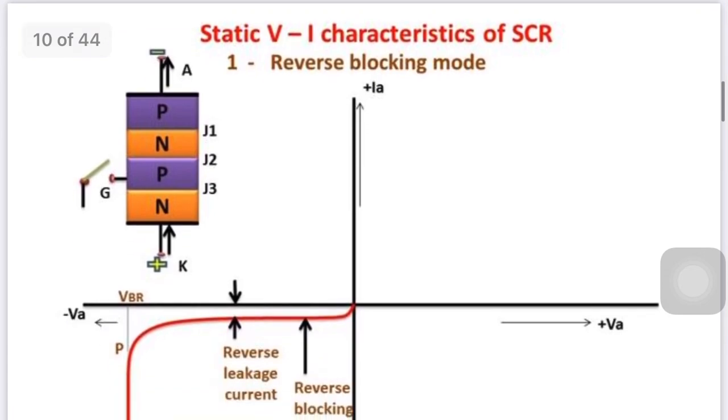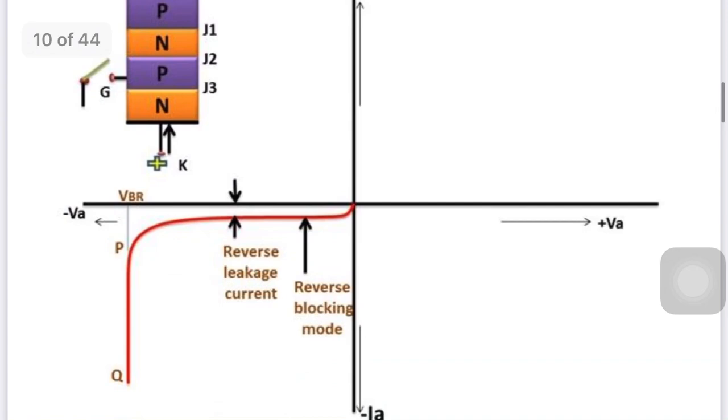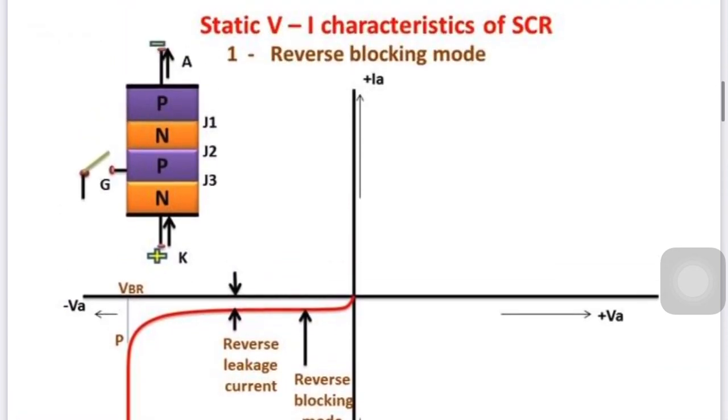In the static V-I characteristics, we first try to understand the reverse blocking mode. In static, we need to keep the gate open, that is always to be kept in mind. So, the gate is open over here. I am considering the reverse blocking mode. What does reverse blocking mode mean? We change the terminal polarity, and we are trying to allow current from cathode to anode. Actually, it is not possible. If it is possible, then the thyristor would break down.